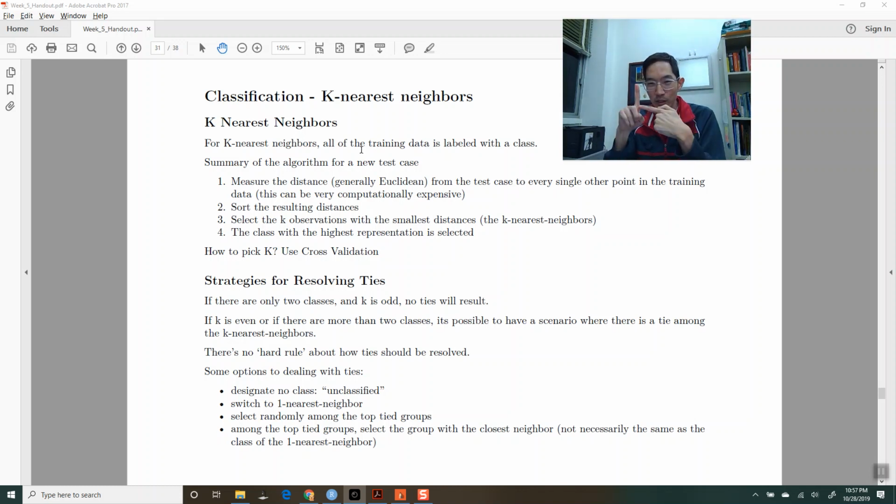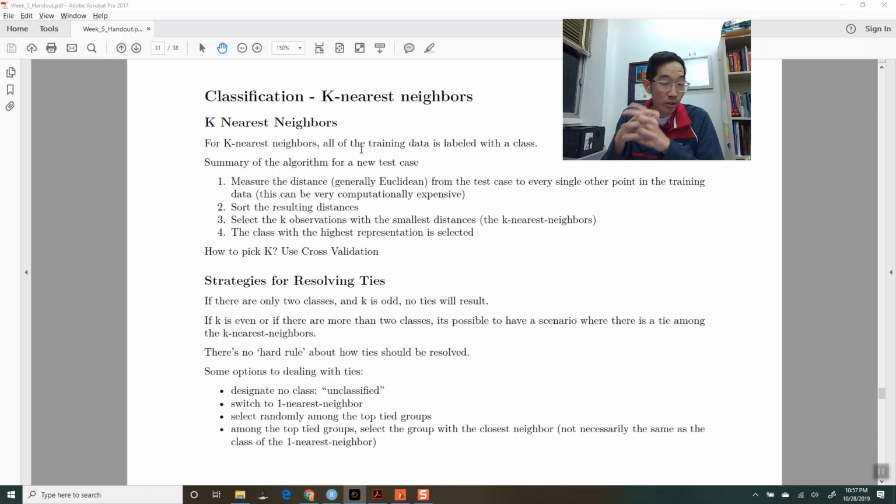So this side squared plus this side squared forms your hypotenuse, and that's going to be your Euclidean distance. And you're going to measure it to every single other point in the training data. Depending on how big your training data is, this can be very, very computationally expensive. If you have like 1,000,000 observations in your training data, you have to measure 1,000,000 of these distances. You have to take your test case and measure it to every single point in your training data set, which can take a very long time.